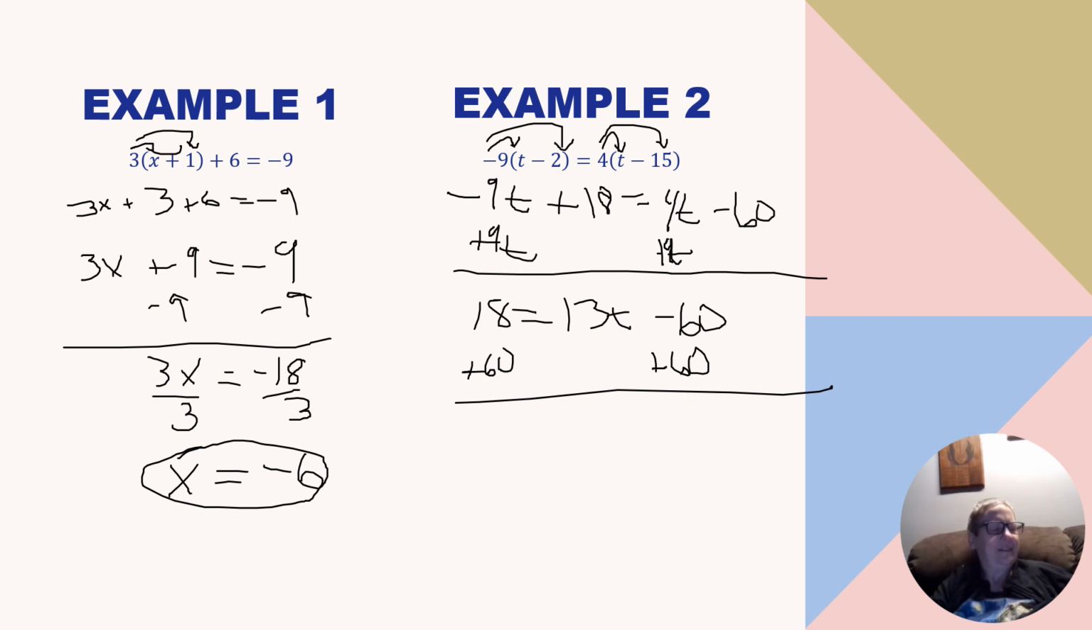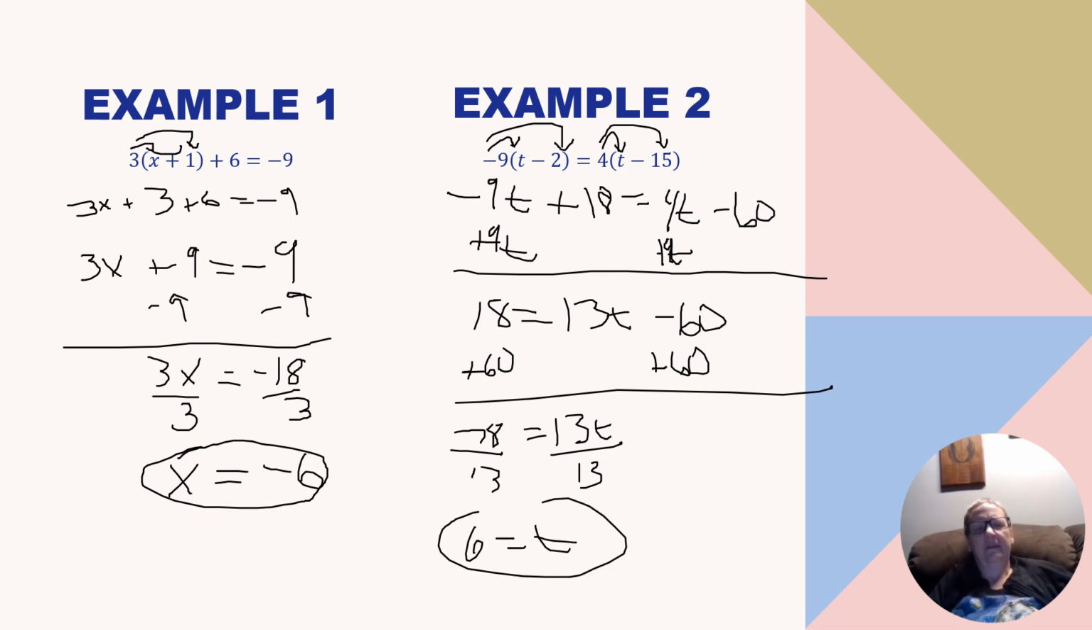$18 plus 60 is 78, yep. And then dividing by 13. So divide both sides by 13, and I get 6 equals t. Final answer. Again, I would go back and just plug it in your calculator.